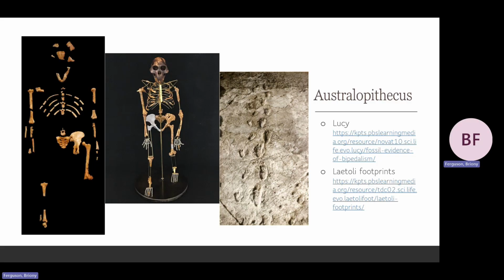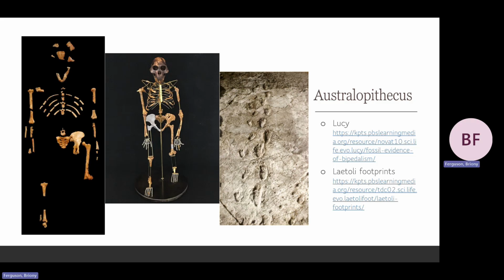Her femur also angles slightly inward, which is a characteristic of bipedalism, and it's one of the things that helps us stand upright and be able to balance correctly. You guys should watch this video about Lucy.